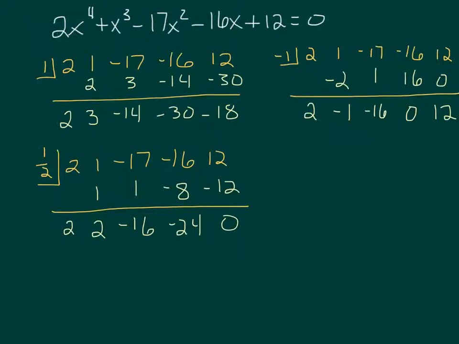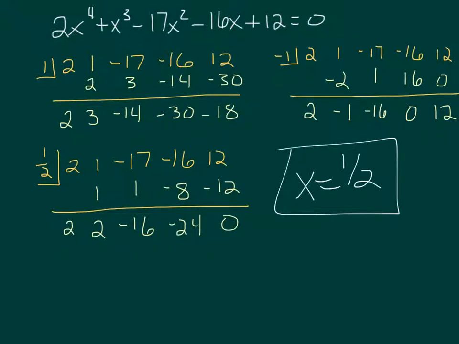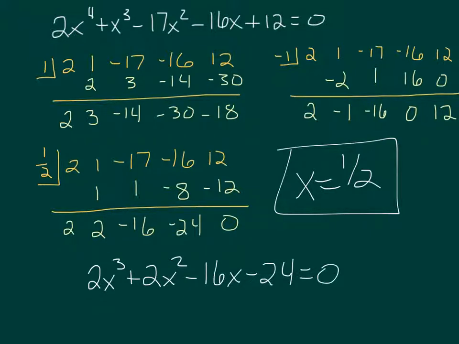There's only a couple steps here, and we found one of our zeros. So let's write that down. We know that's for sure. Now we're going to take this and work with this instead. We don't need this part anymore because we found already one of them. So from here on, we're going to deal with 2x cubed plus 2x squared minus 16x minus 24 equals 0.